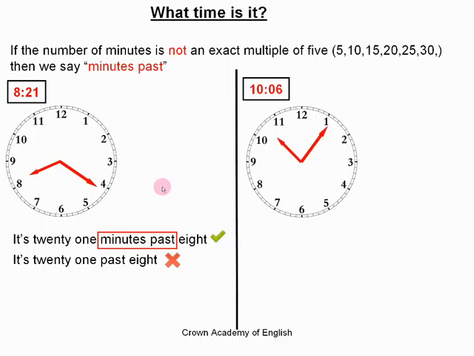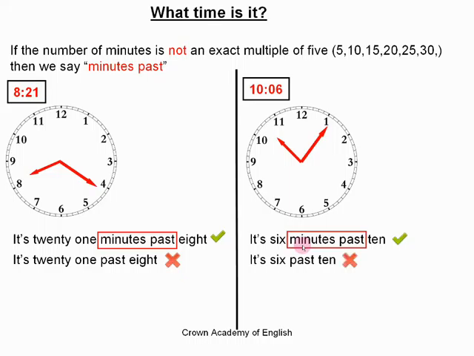And another example, it's 6 minutes past 10. 6 minutes past 10. We do not say it's 6 past 10. That is wrong. Okay? So this is a special rule for when the number of minutes is between a multiple of 5. When it is in between, for example here, it is number 6, 6 minutes.